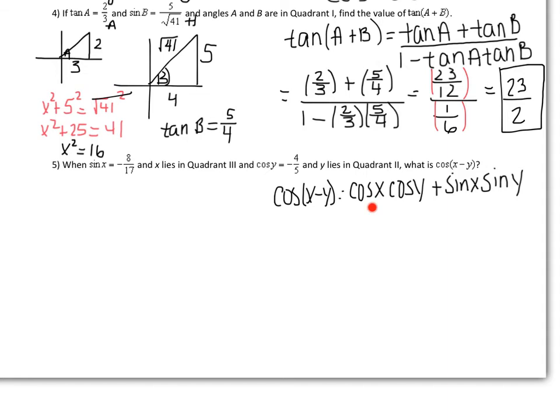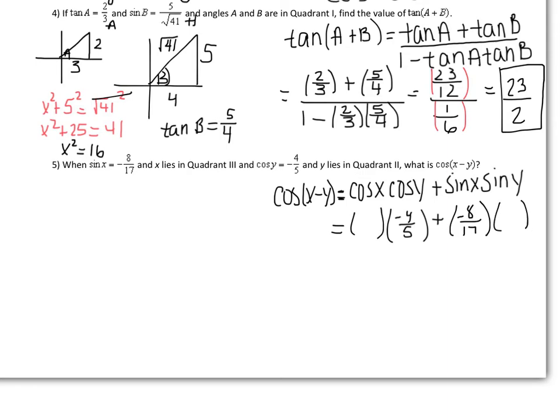So do we have any information? Well, do we have cos x? No, we have sine x. Do we have cos y? Yes, so we can plug that in right away. So cosine of y is negative 4 over 5. And we have sine of x is negative 8 over 17. So in order to finish this problem, we need cos x and we need sine of y. So we have to draw some pictures.